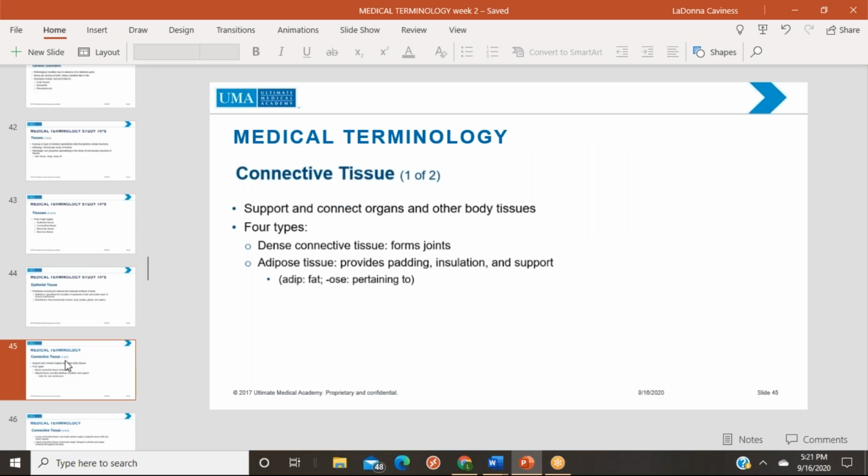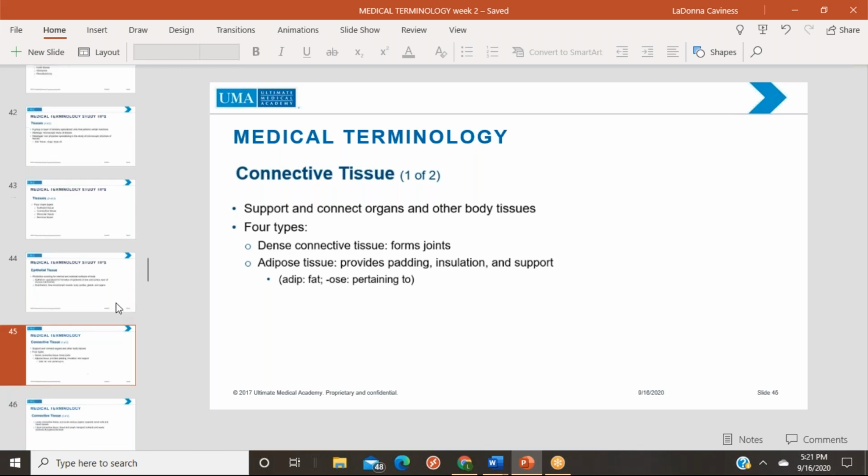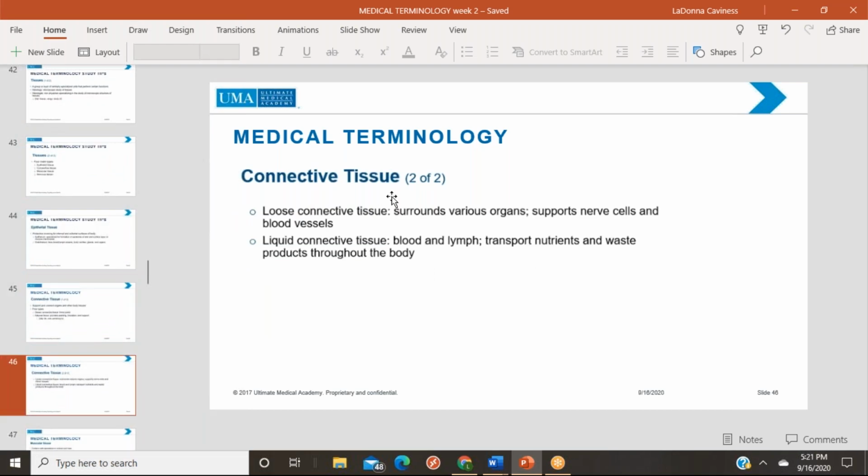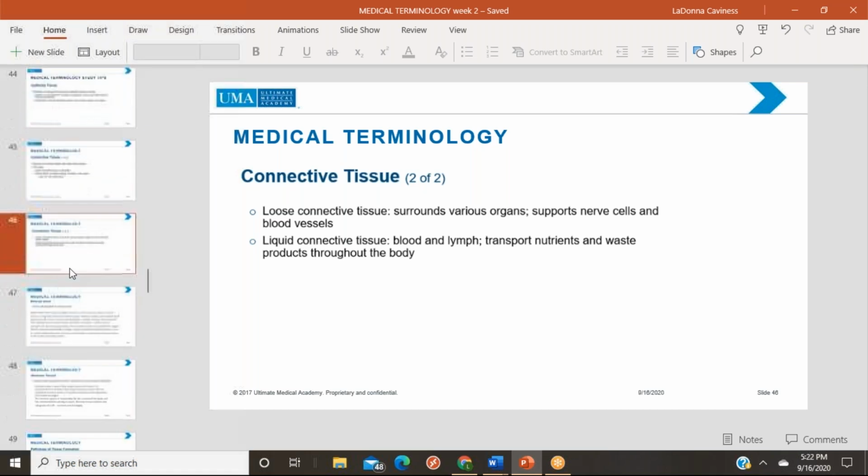Connective tissue supports and connects organs and other body tissues. There are four types: dense connective tissue, which forms joints; adipose tissue, which provides padding, insulation, and support. And here's a breakdown. ADIP refers to or means fat, and OSE refers to pertaining to. The other two are loose connective tissue, which surrounds various organs and supports nerve cells and blood vessels, and liquid connective tissue, blood and lymph, which transport nutrients and waste products throughout the body.